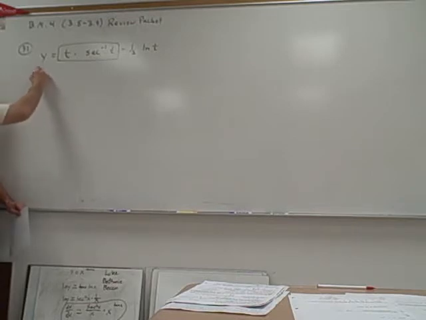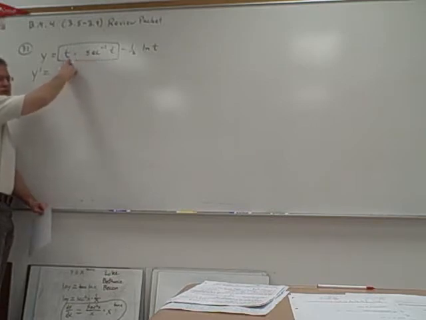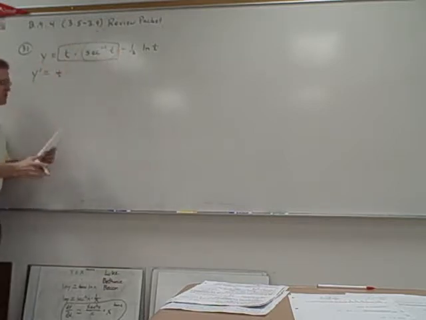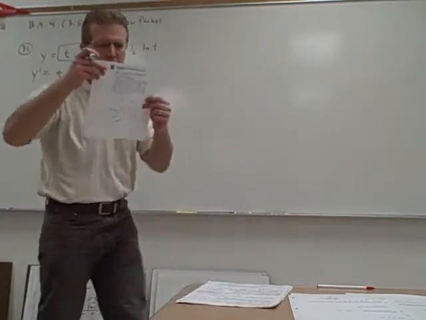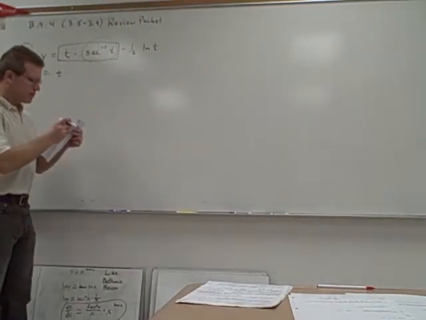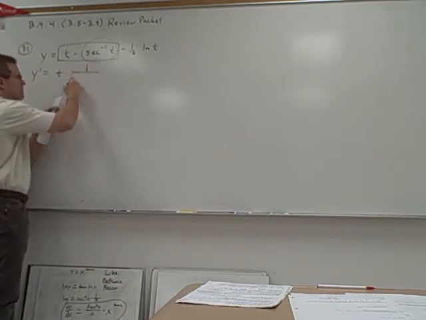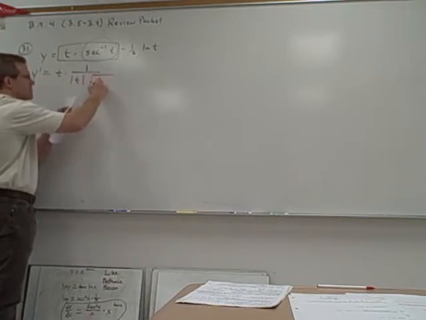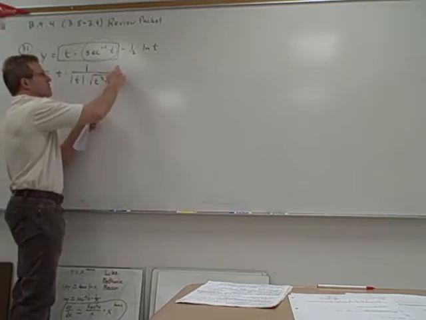So y prime equals, I see multiplication, I see variable expressions to both sides. You have to use the product rule. So you take the first expression, which is t, times the derivative of the second expression, which I'm going to look up on my formula sheet. Inverse secant of u, the formula is 1 over the absolute value of u, in this case absolute value of t, times the square root of u squared minus 1, so it would be t squared minus 1, and then times the derivative of u, which would be the derivative of t, which would just be 1.